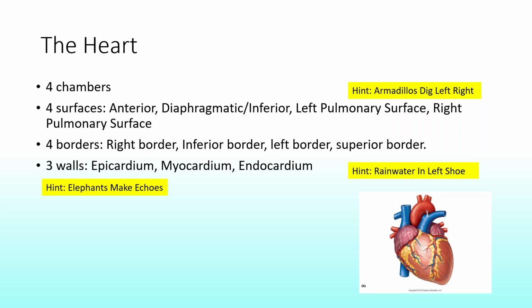The 4 borders include the right border, which is mainly the right atrium, and the inferior border, which mainly encompasses the right ventricle. The left border is mainly the left ventricle and left auricle, which sits on top of the left atrium. And then we have the superior border, which consists of both the right and left atria, the corresponding auricles, the pulmonary trunk, superior vena cava, as well as the ascending aorta.